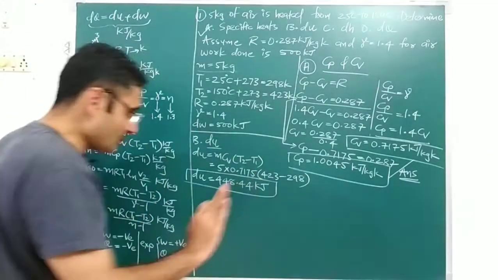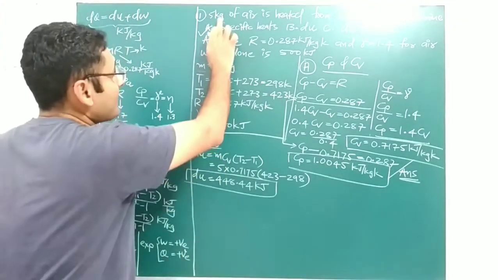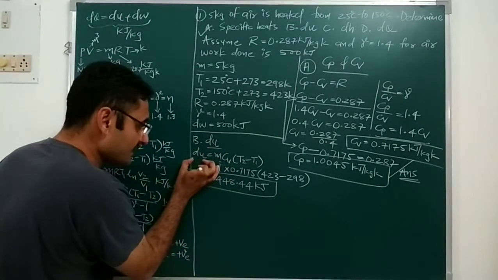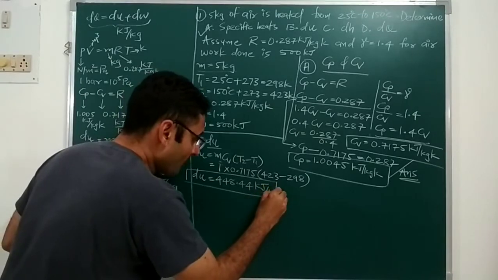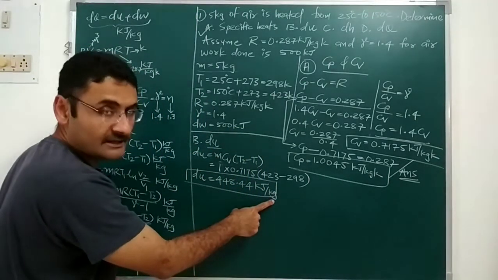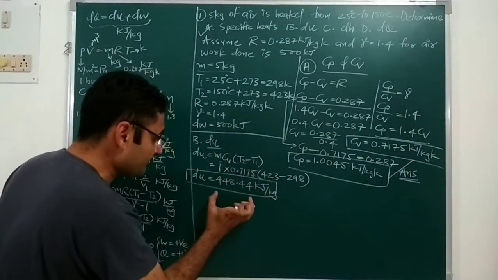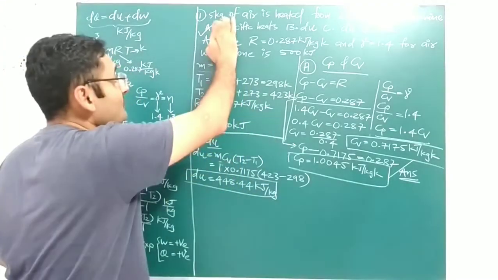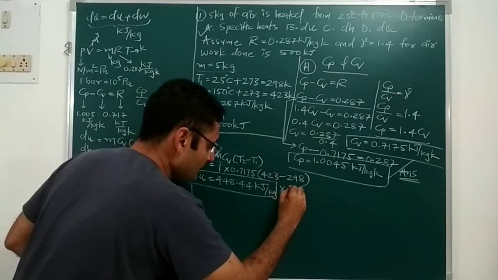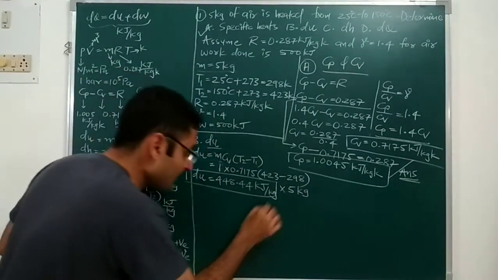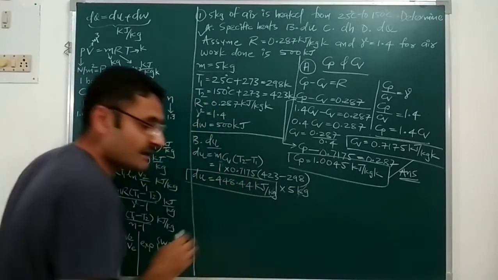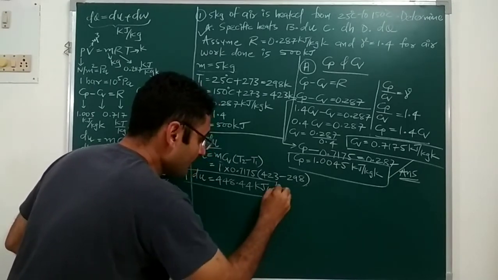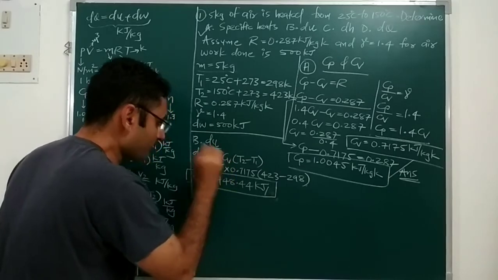Why? Supposing the mass of the air is 1 kg, then whatever change in internal energy you have calculated will be for 1 kg of air. But over here 5 kg is given. So if you want to find the change in internal energy for 5 kg of air, multiply that answer with 5 kg. Then kg will get cancelled, so the answer will be in kilojoule. Clear about that? Right now you do not have to multiply with 5 again, because 5 is already multiplied.